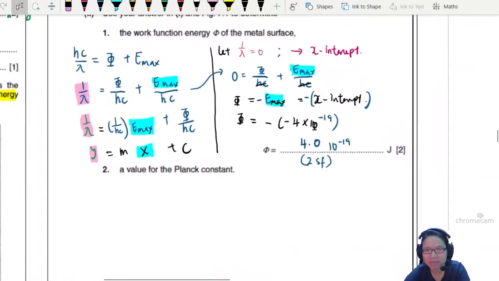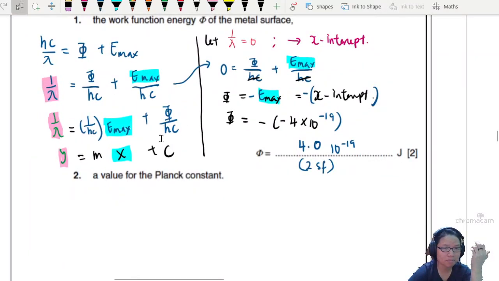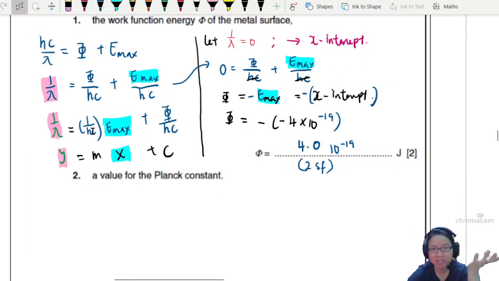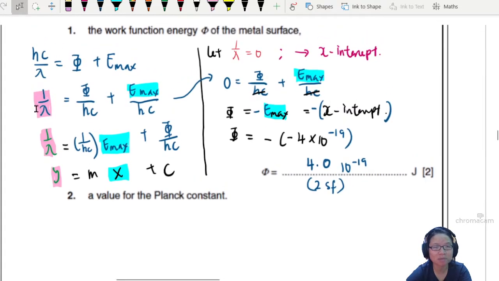So that is this part. This part is a bit tricky and a bit anomalous. Normally, we look for the y-intercept or the gradient. But in this case, since you cannot use the Planck constant because you need to calculate your Planck constant first, you have to think a bit out of the box and use this technique, letting 1 over lambda be 0, which will be the x-intercept. Gradient and y-intercept cannot. X-intercept is your next option.